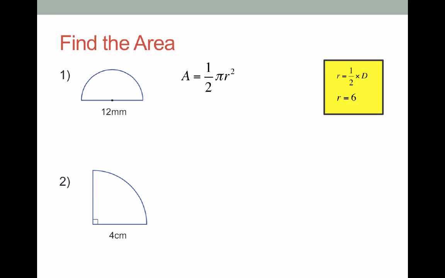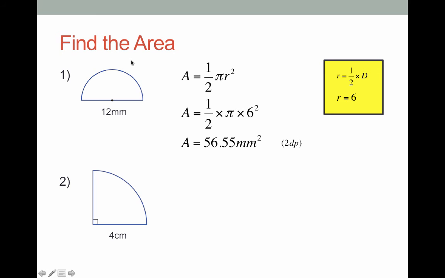So putting this into the formula, my area will be a half times pi times 6 squared. It's really important to note that 6 squared is not 12. A lot of kids seem to think that 6 squared means 6 times 2. 6 squared means 6 times 6. So in your calculator, you're going to put a half times pi times 6 squared, which is going to be 56.55 millimeters squared.